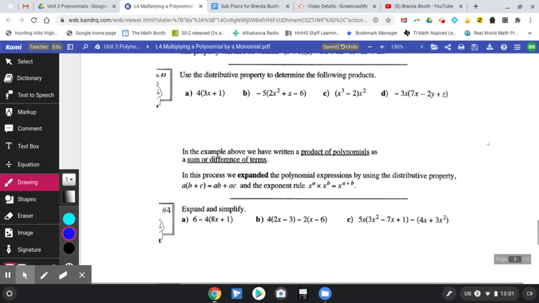And on to example 3. Says use the distributive property to determine the following products. So I think what we'll do is, Ms. Peters, if you could hit pause here, we'll let the students try these 4 questions. And then once everybody's done, please turn the video back on and we'll see how we made out.